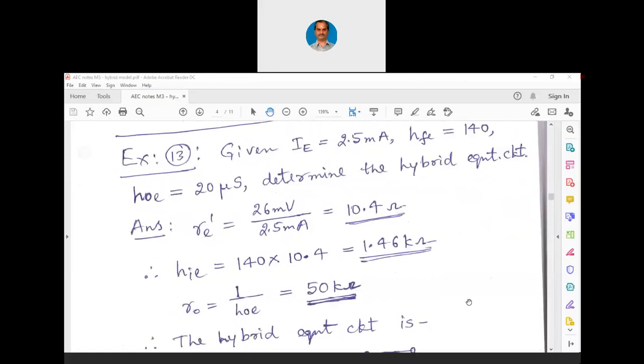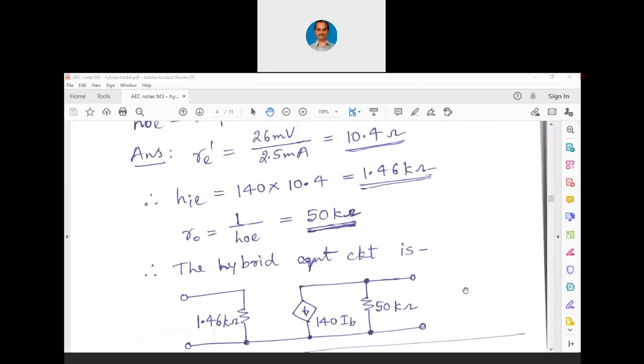So now we can write the hybrid equivalent circuit. The hybrid equivalent circuit is this now. At the input we have 1.46 kilo ohms, and at the output we have 140 into IB, then we have 50 kilo ohms. This is as good as our RE model.